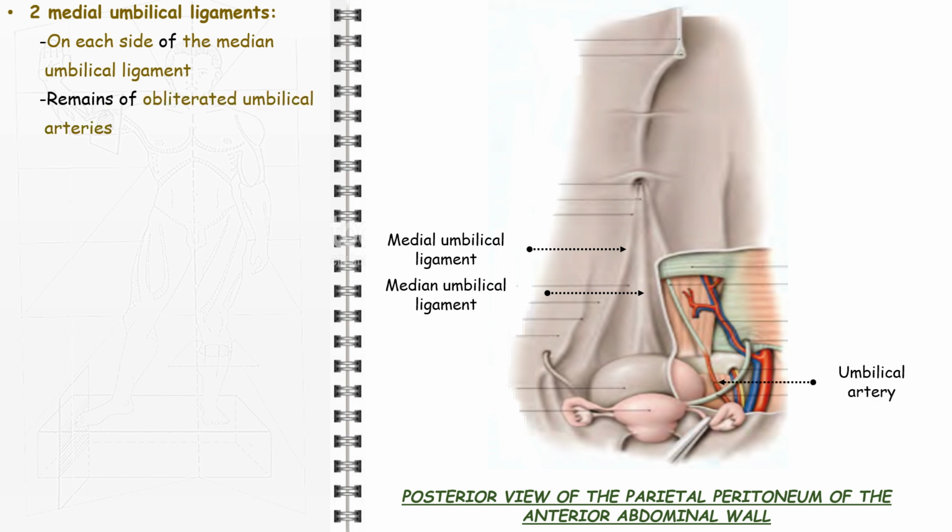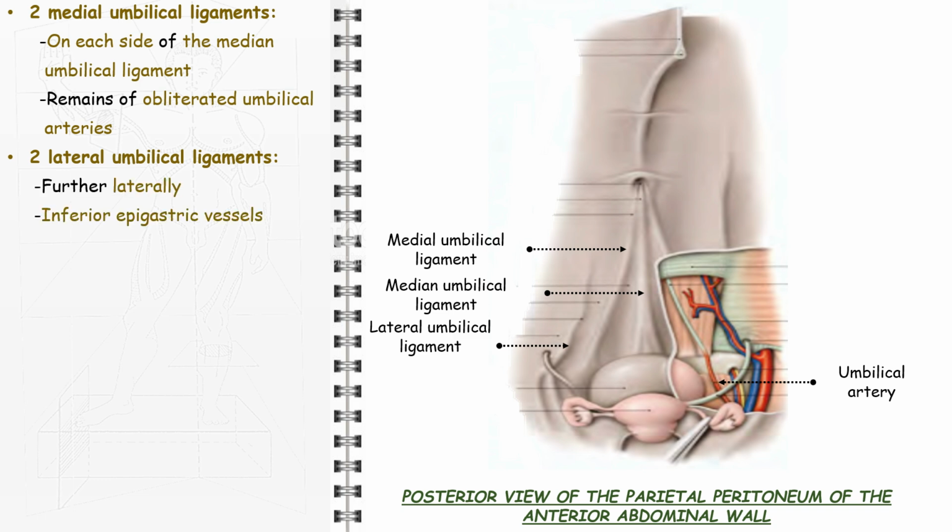Further laterally is the lateral umbilical fold, containing the inferior epigastric vessels, which enter the rectus sheath by passing beneath the arcuate line. Although called umbilical folds, this lateral pair do not reach as far as the umbilicus.